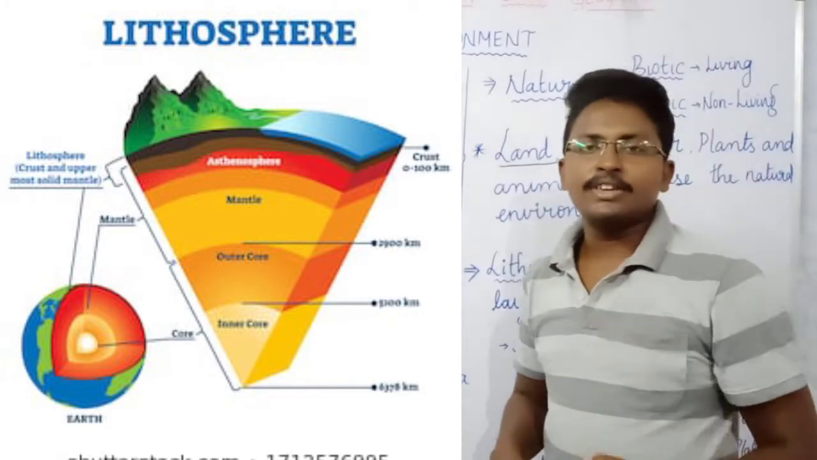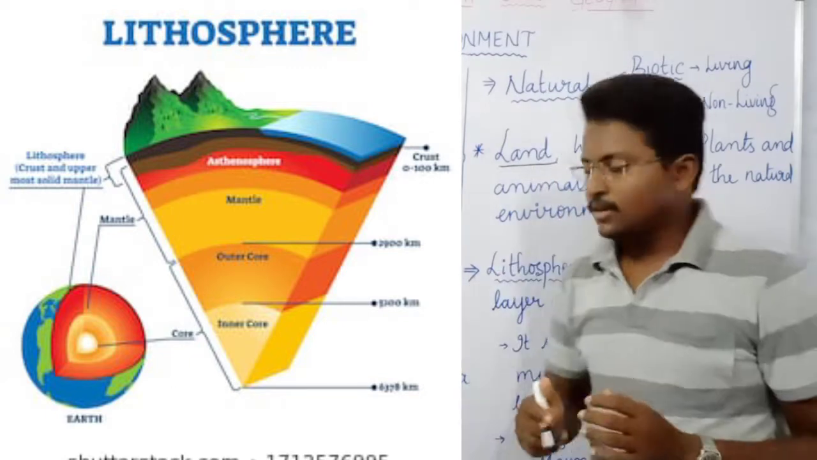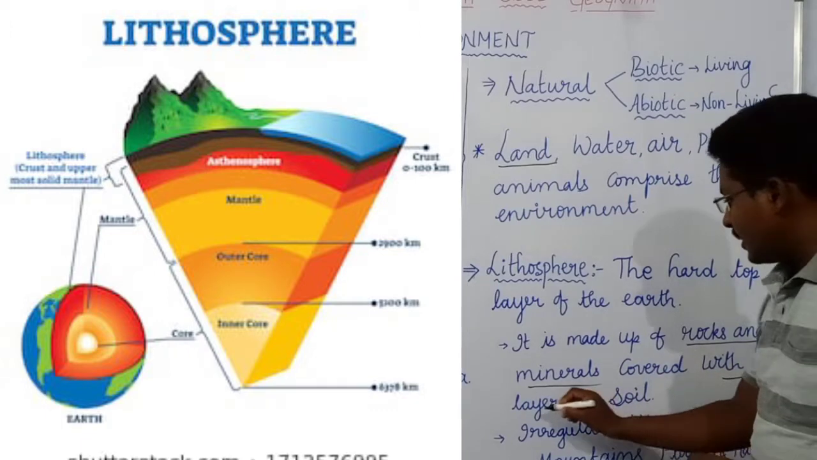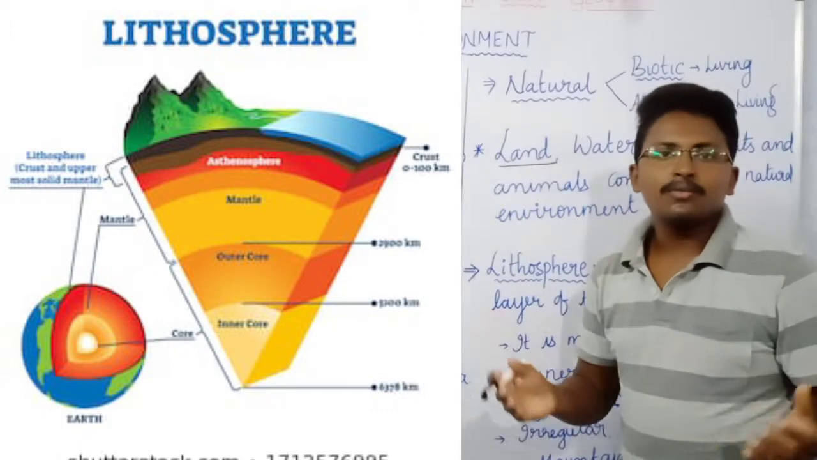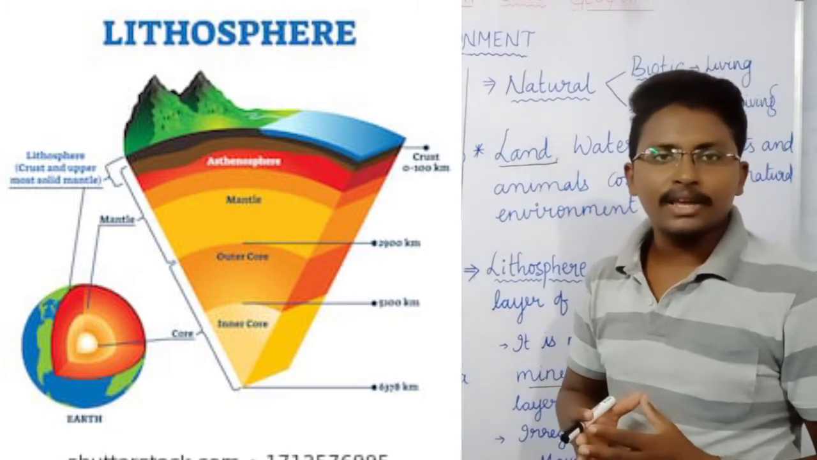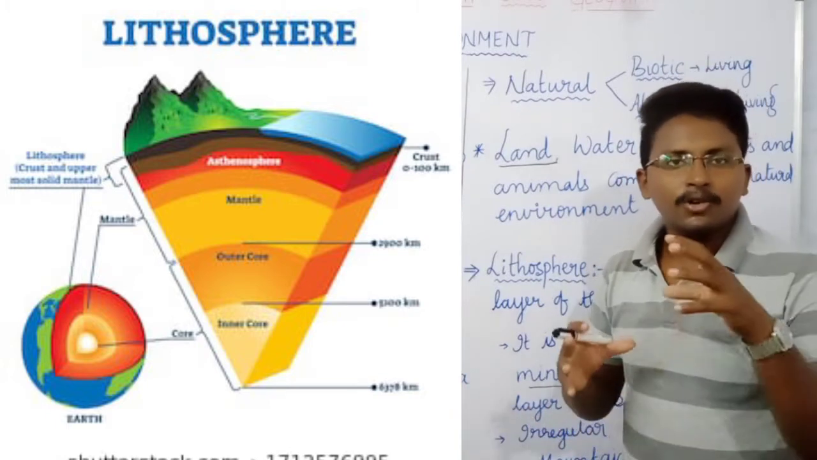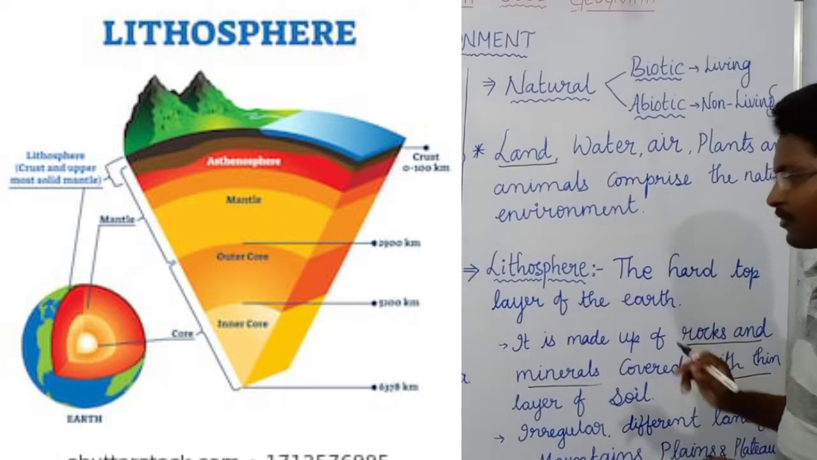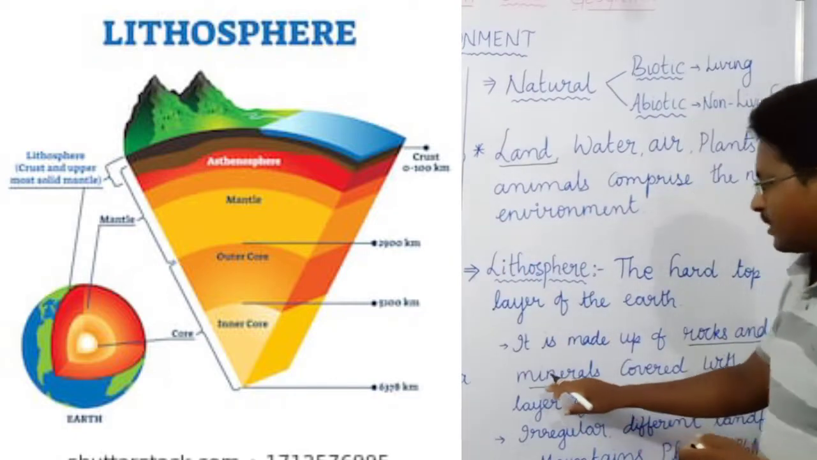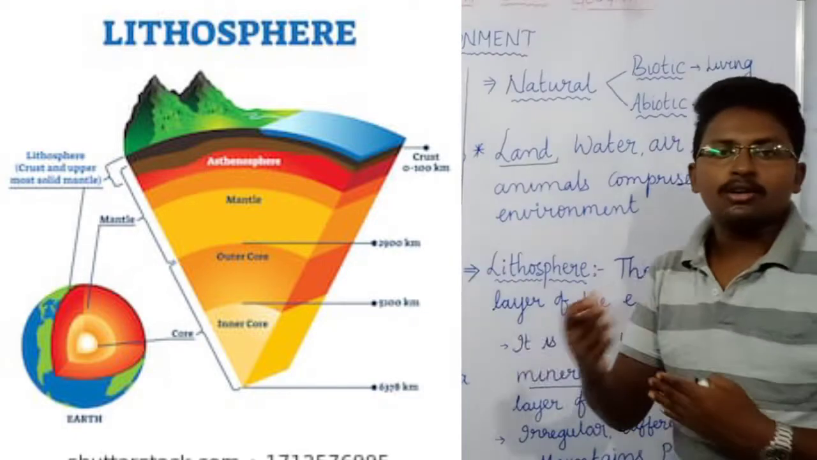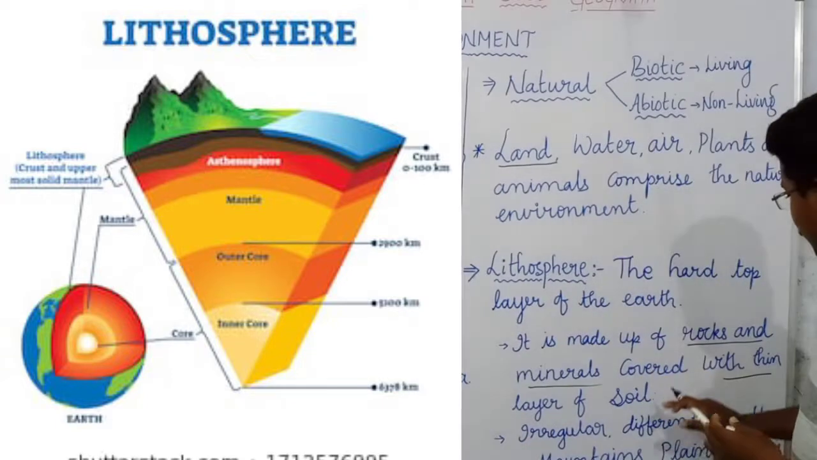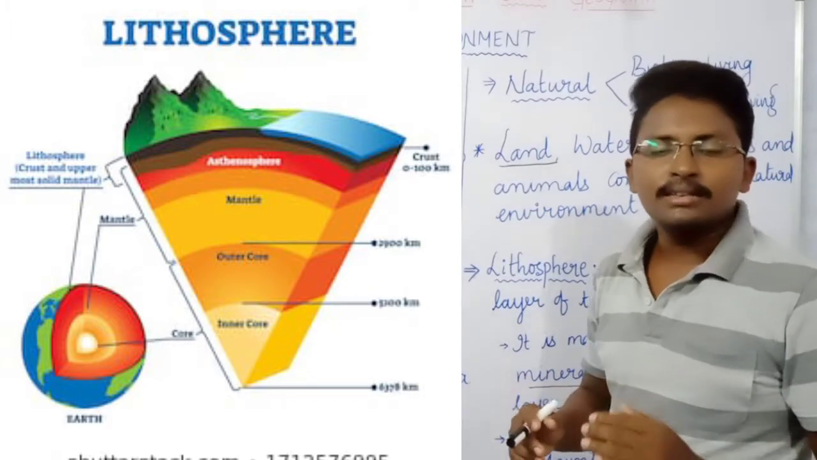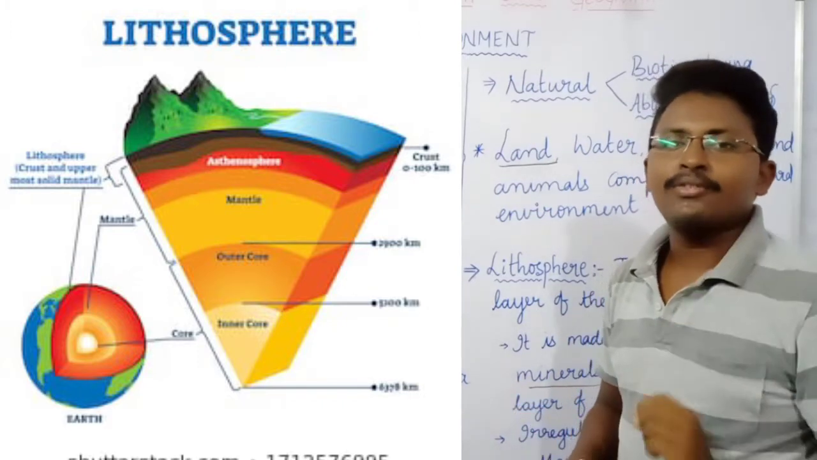Then what are its features? Lithosphere is made up of rocks and minerals covered with a thin layer of soil. That means we all are living on this lithosphere, or simply you can say we live on this land. It is made up of rocks. You can see many rocks. It is also made up of minerals. You all know we extract minerals. Then it is covered with a thin layer of soil. That means the top layer of this lithosphere is covered with a thin layer of soil.